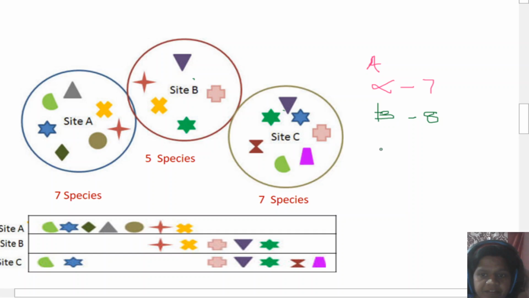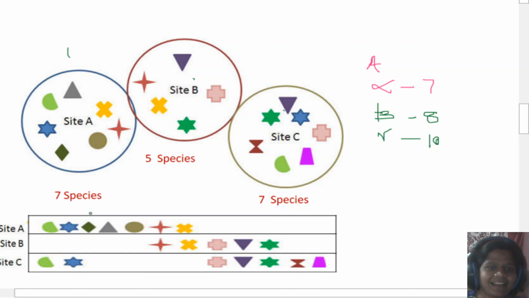This is beta diversity. Now coming to the gamma diversity, we count all the species. Let's say within this area, there are only two ecosystems, A and B. So you count all the species in A and B. How many are there? 1, 2, 3, 4, 5, 6, 7, 8, 9, 10. So the gamma diversity will be 10.